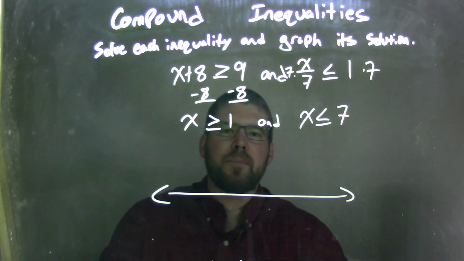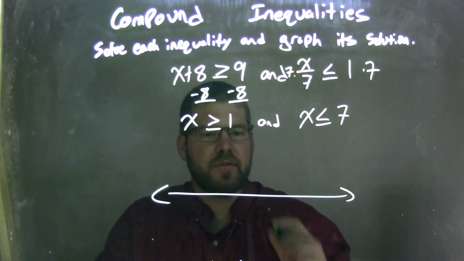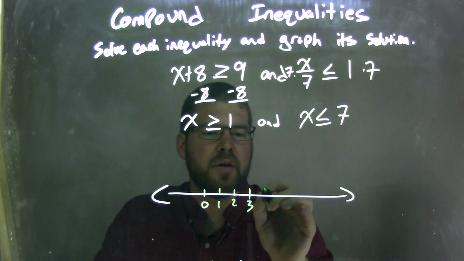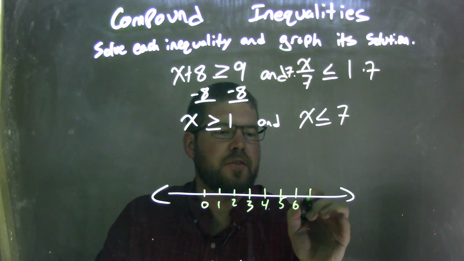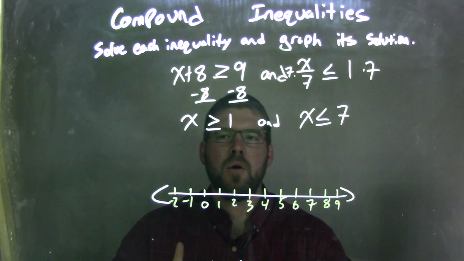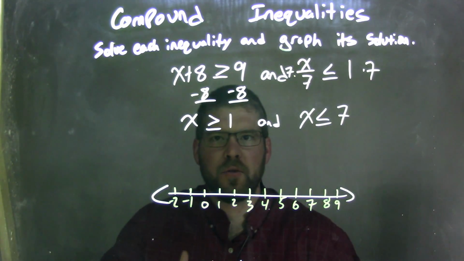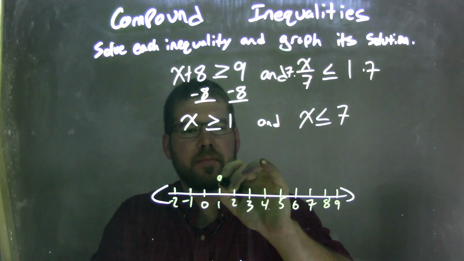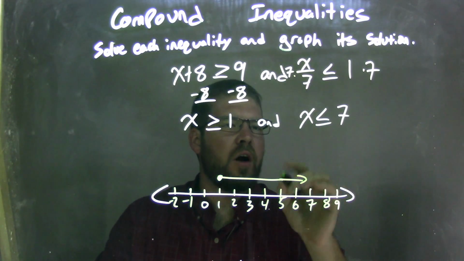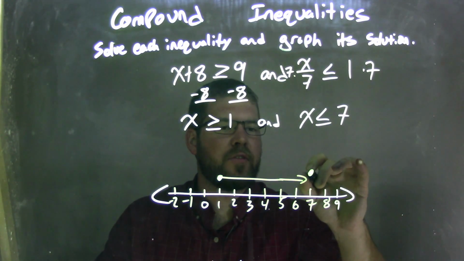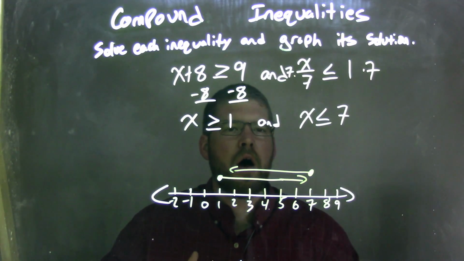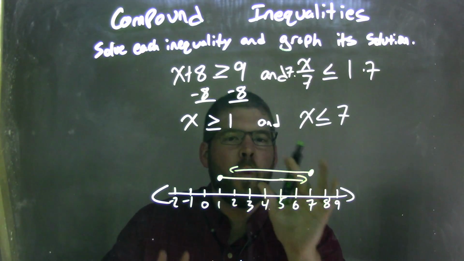Well, if I graph this, I'll start and put a 0 here. Let's go 1, 2, 3, 4, 5, 6, 7, 8, 9, negative 1, and negative 2. Well, we said that x is greater than or equal to 1. So we have a closed circle at 1 here, and we shade to the right, right? Then they said x is also less than or equal to 7. So we have a closed circle at 7, and we shade to the left. Interesting. That means I can write this as one big inequality.